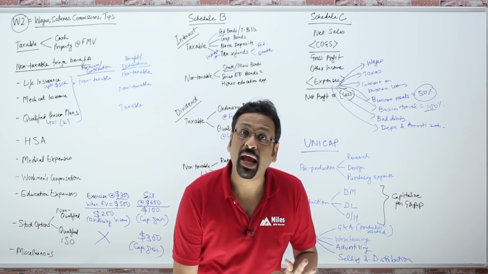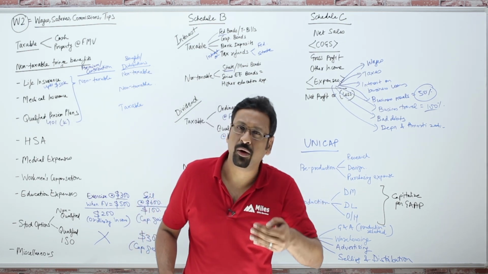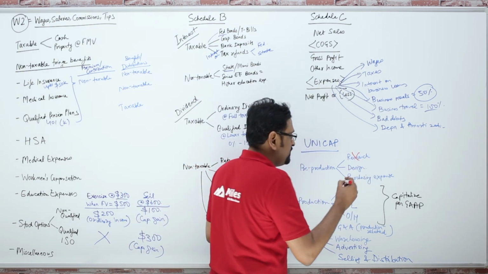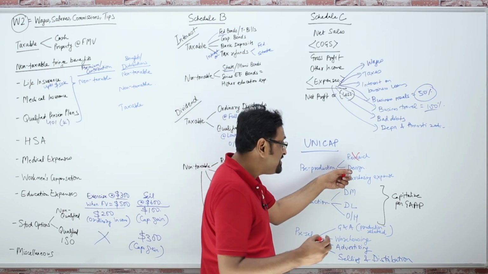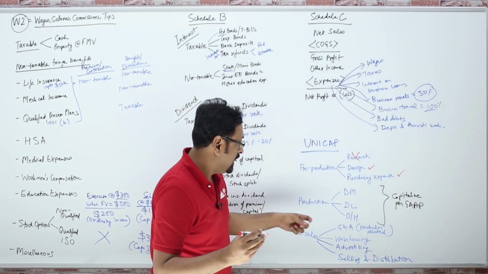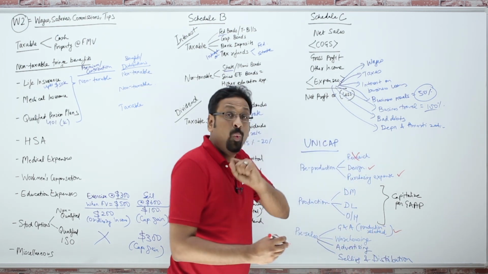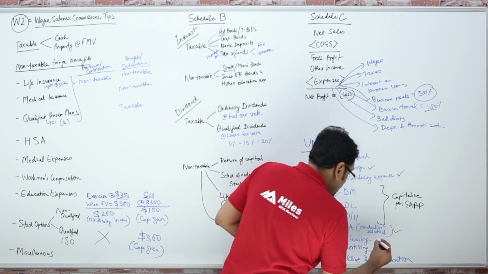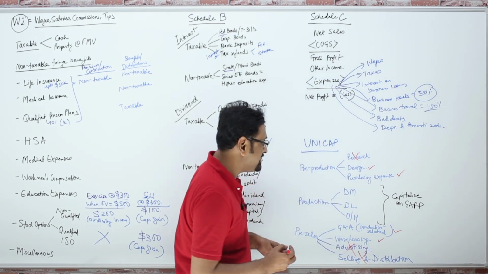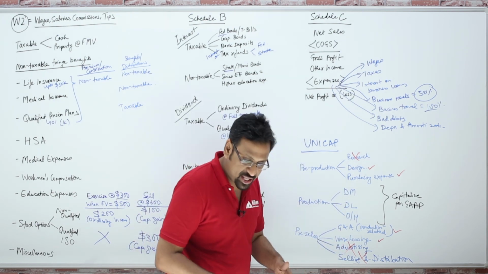Now under UNICAP rules, basically you end up capitalizing a little more. Now even under UNICAP, research is an expense, but design could be capitalized. Purchasing expenses may be capitalized. Let's say G&A, production related, capitalized. Certain warehousing costs could be capitalized. Advertising, that's an expense. Selling and distribution, that's an expense. So you're talking about off-site warehousing, which may be capitalized under UNICAP.